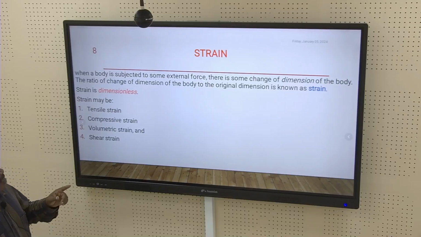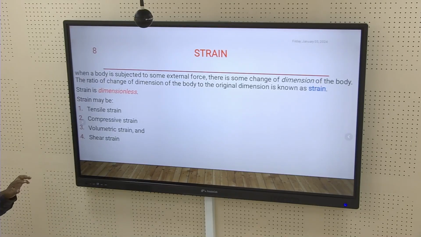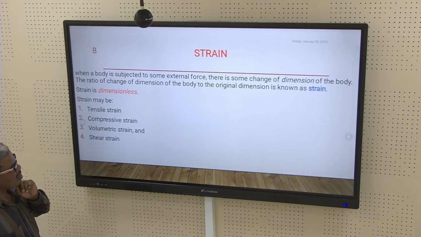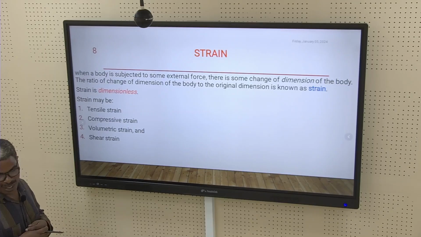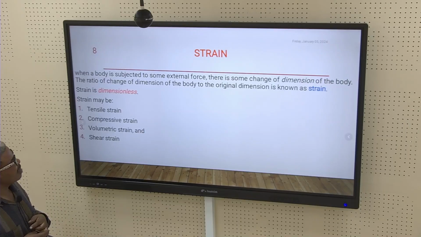Let's now see what is strain. Strain, when a body is subjected to some external force, there is some change of dimension. So this makes the difference of stress and strain. For the first part, we have seen that stress undergoes deformation once it's subjected to external force. Here, the body will be subjected to external force as well, but it is going to indicate the change in dimension. That means in the size of the body, so that is strain.